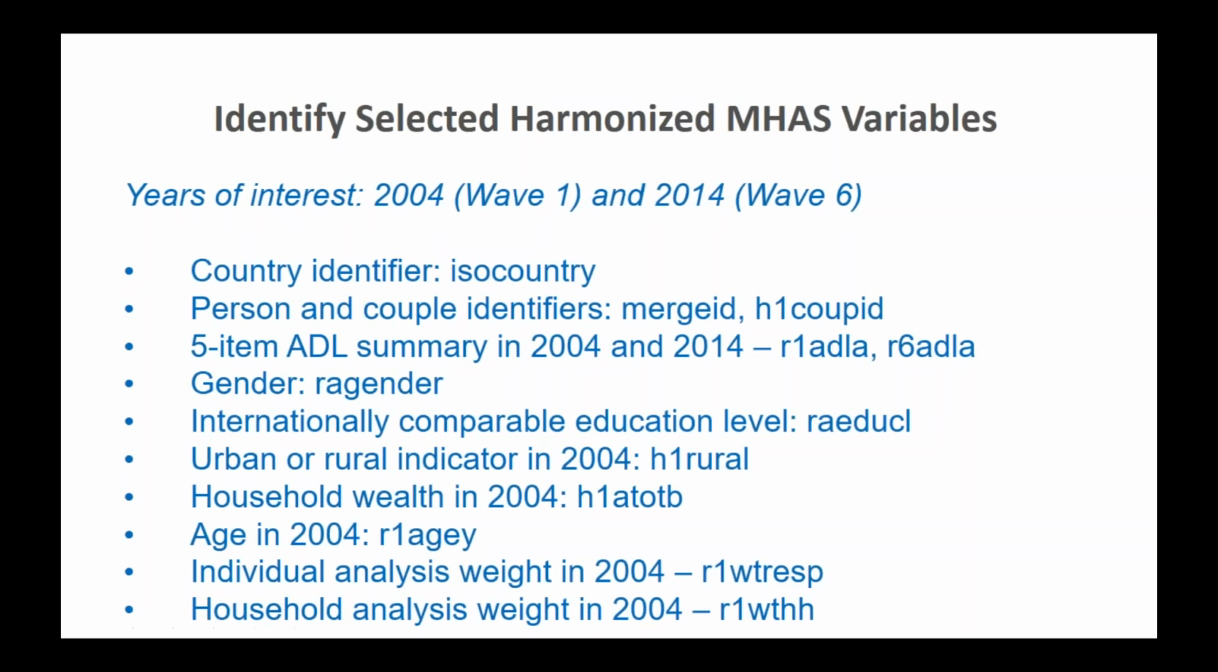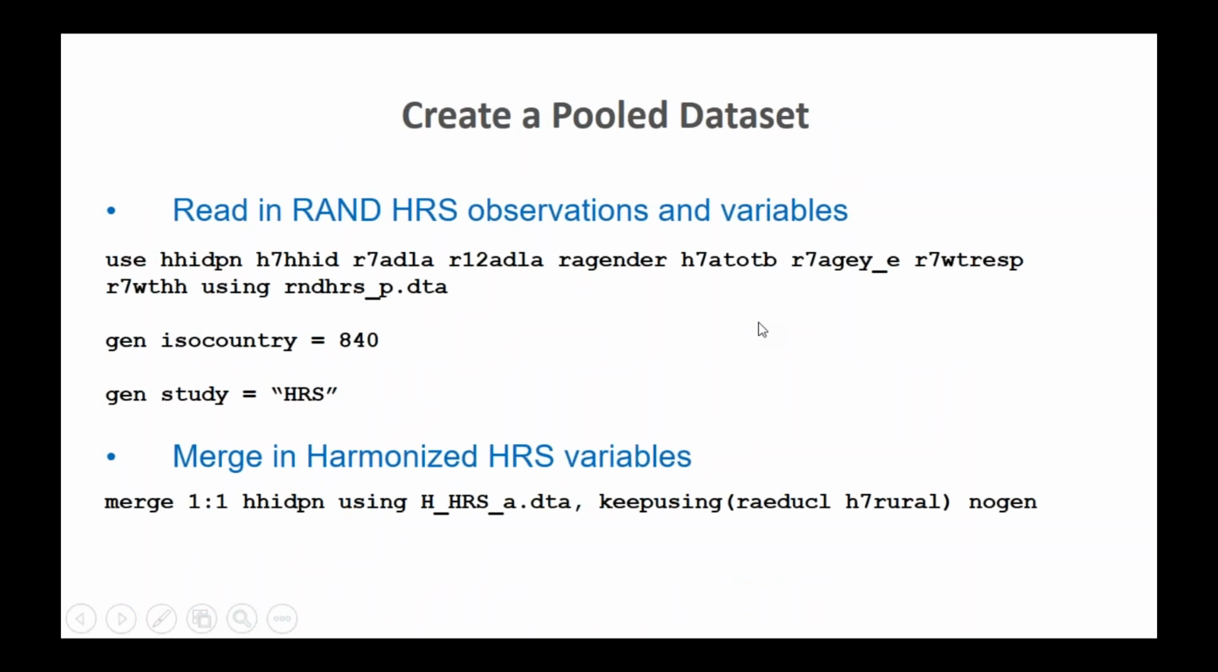We have our 5-item ADL summary for both 2004 and 2014. You'll notice we're looking over the same years here, but 2004 is wave 1 of SHARE, and 2014 is wave 6. So we're going to have to account for those variable names being a little different. We have our gender variable. We have an internationally comparable education variable, exactly the same variable as we saw in the Harmonized HRS. A variable indicating urban-rural, our household wealth variable, our age in 2004 variable, and then we have an individual analysis weight and a household analysis weight. So there's all our variables.